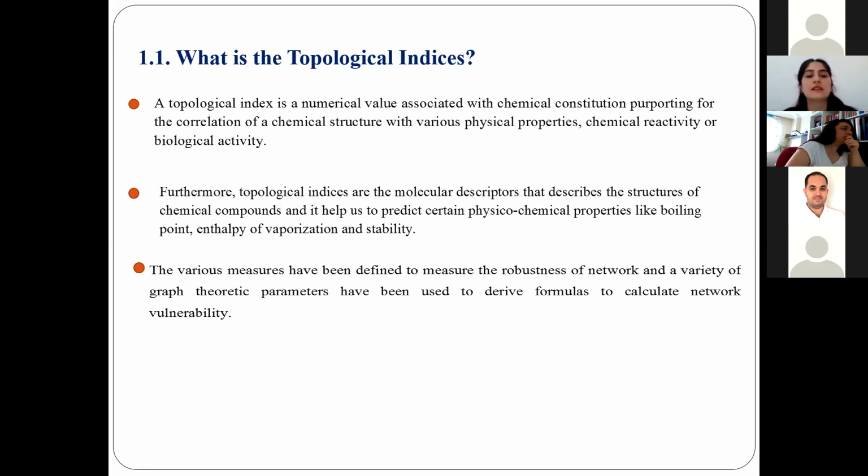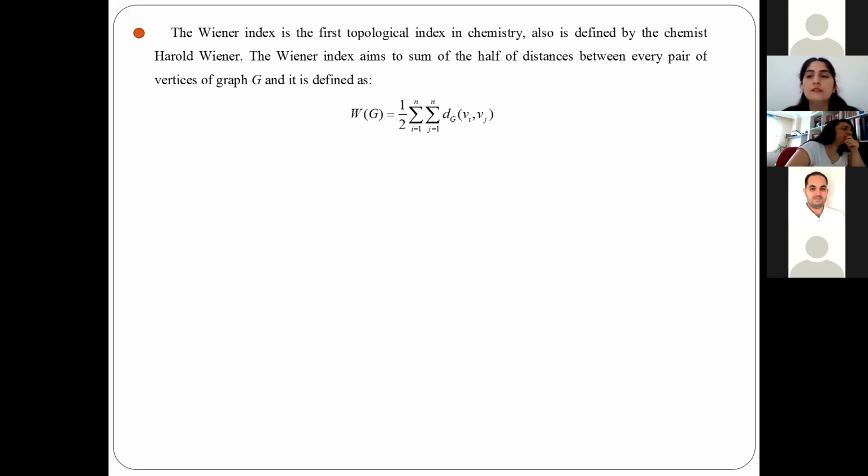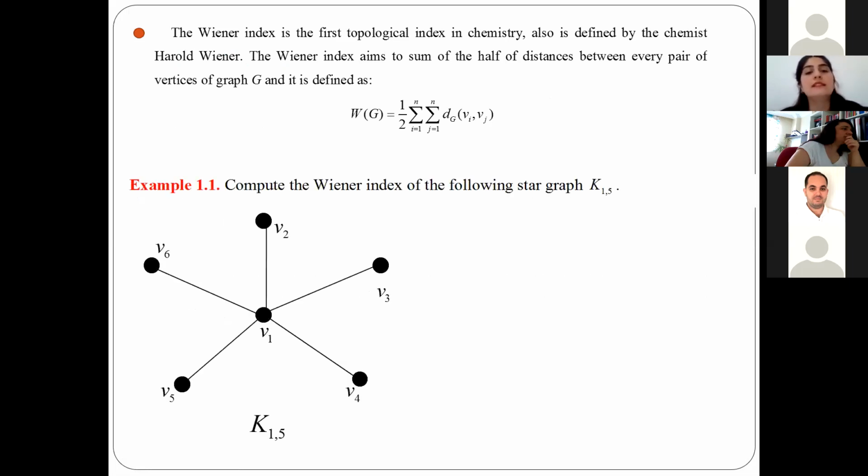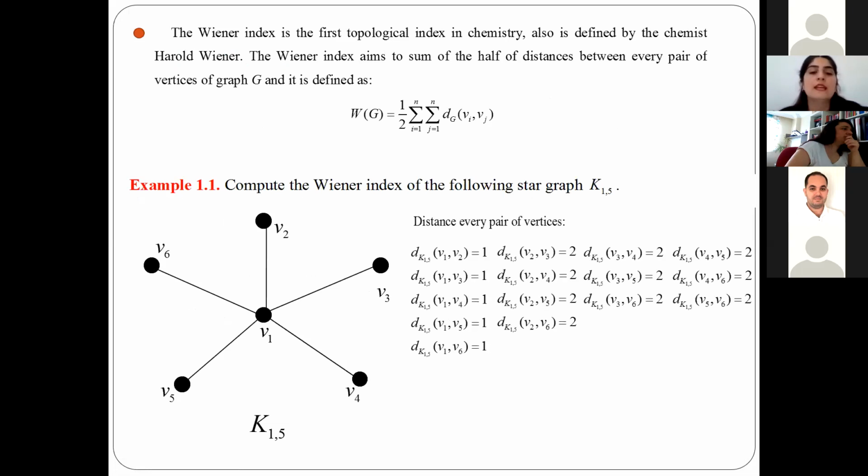Various measures have been defined to measure the robustness of a network, and a variety of graph theoretic parameters have been used to derive formulas to calculate network vulnerability. The Wiener index is the first topological index in chemistry. It was defined by the chemist Harold Wiener. The Wiener index is the sum of the half distances between every pair of vertices of graph G. For example, compute the Wiener index of the following star graph K1,5. The distance between every pair of vertices is given as shown. Therefore, the Wiener index of the star graph is equal to 25.